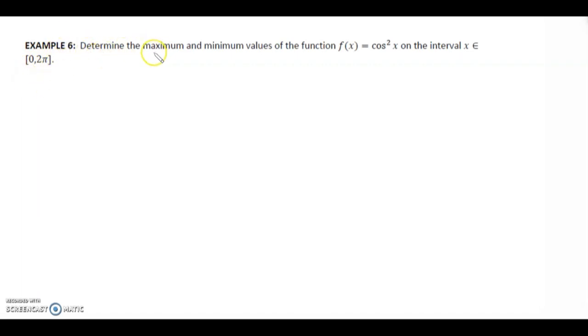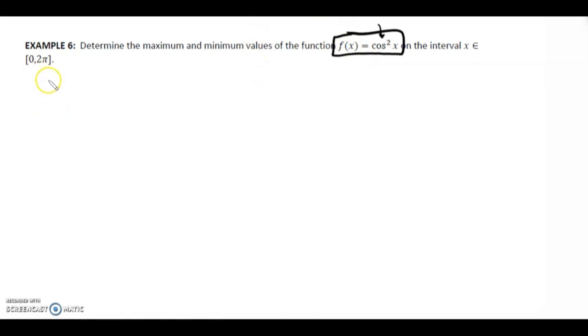Example 6, determine the max and min values of this function here. f of x equals cos squared x, on the interval x is an element of 0 to 2 pi. Okay, so that's one rotation. And that's only one rotation, like one cycle, if there is, and there isn't, a horizontal stretch or compression.